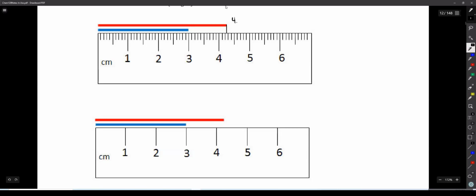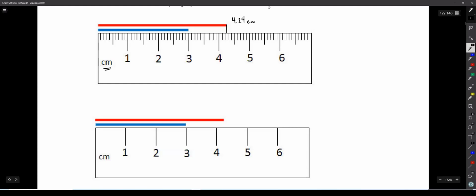Yes, we're certain of that. But we must go to the hundredths. Remember, if the smallest markings are tenths, you go to the hundredths. So we're uncertain about the next one. I'm going to guess 4.24. And the unit is what here? The unit is centimeters.